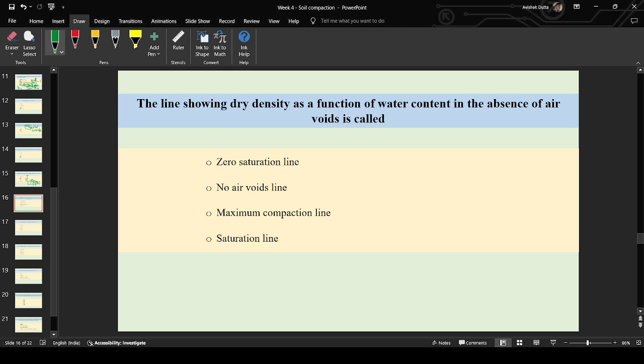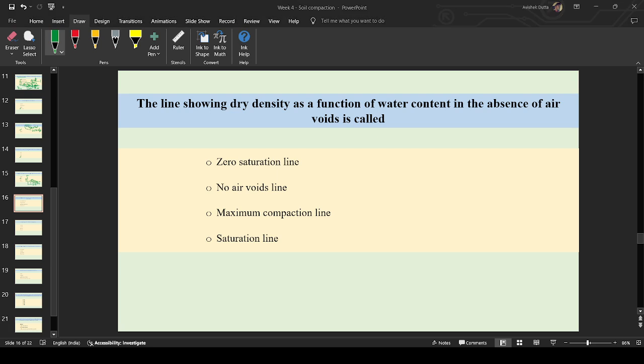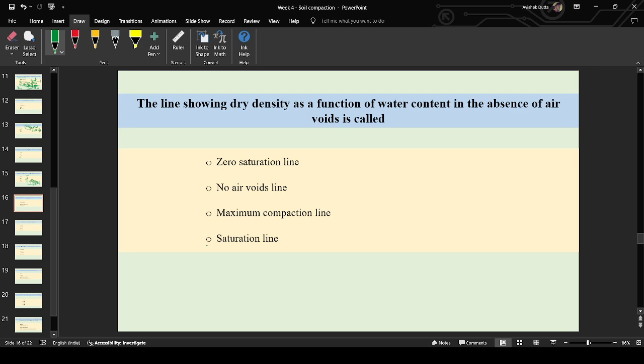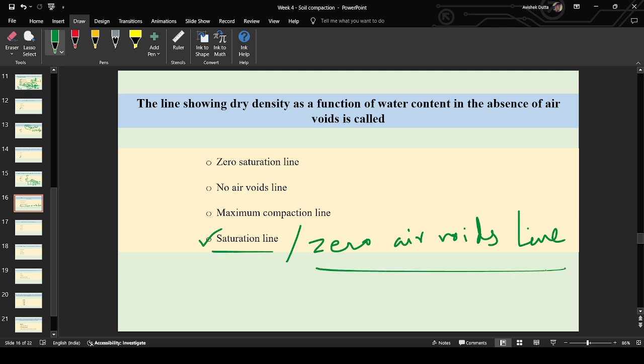The line showing dry density as a function of water content in the absence of air voids is called, what is the terminology? D. Very good. Saturation line, it is also called zero air voids line. We don't call the line a no air voids line, or maximum compaction line, even though they might hint towards the same thing. The actual terminology is saturation line or zero air voids line.